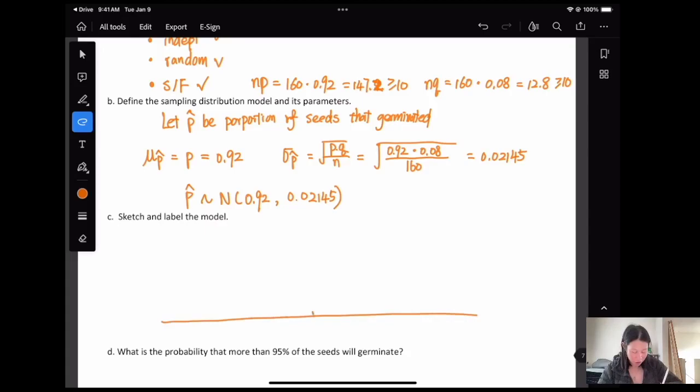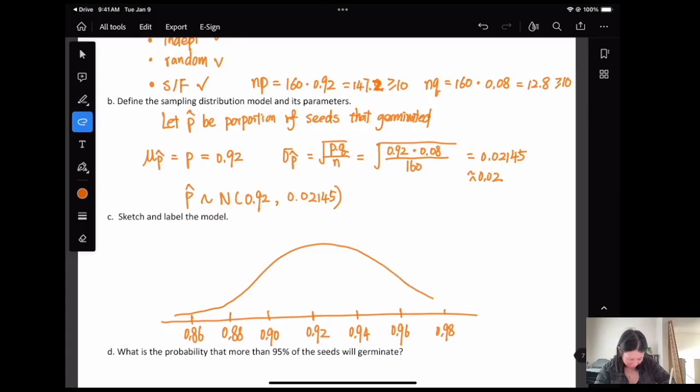So the center of the model is going to be 0.92. For the first standard deviation, we add 0.021 to that. Let's say this is approximately 0.02. So I have 0.94 for the first standard deviation. The second deviation is going to be 0.96. The third deviation is going to be 0.98. Subtracting, we get 0.90, 0.88, and then 0.86. These should contain most of your data. Okay, that's our normal model.